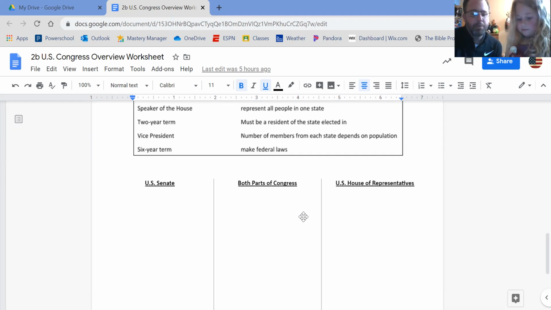And then the things that are for both are no limit on terms, must be a U.S. citizen, must be a resident of the state elected in. All right, it's pretty good because my handwriting's not very good, is it, Kim?